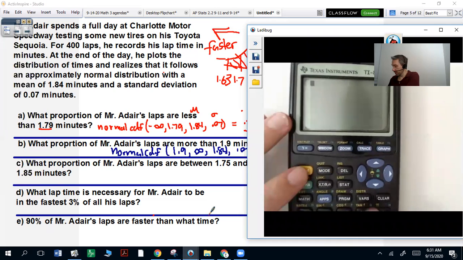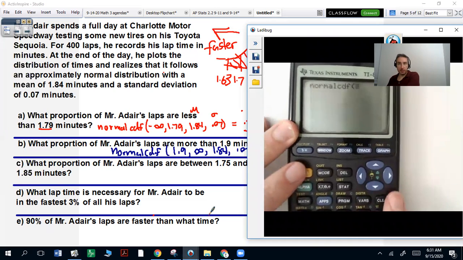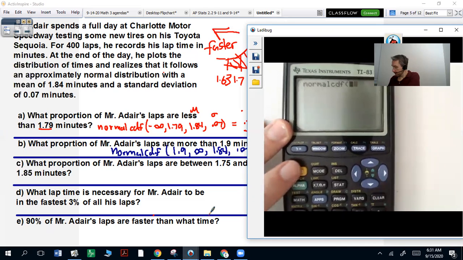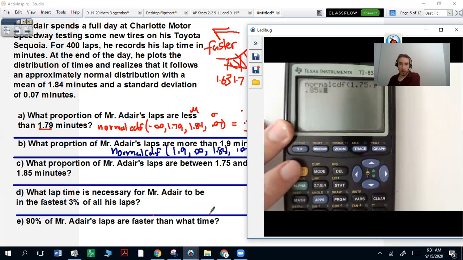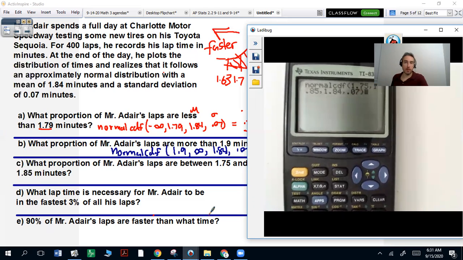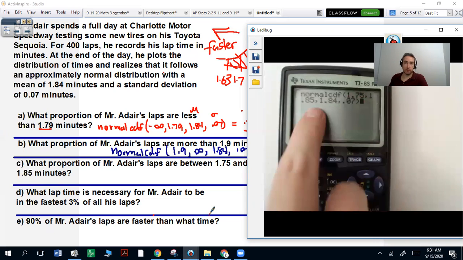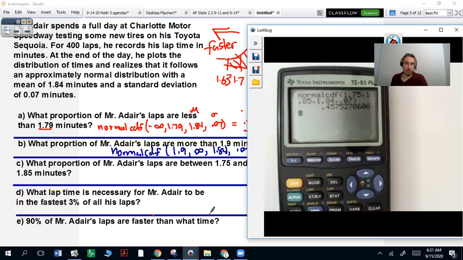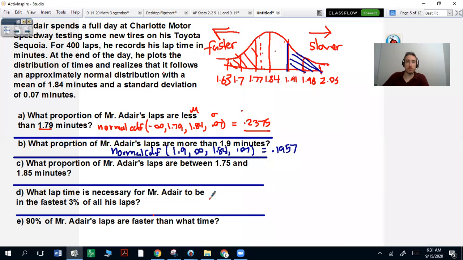You would just do, and I'll use the older calculator, you would say the lower bound first, 1.75, comma the upper bound, which is 1.85 in this problem. Same mean, 1.84, same standard deviation. So lower and upper bound, and you would find in this problem 45.75% are between those. So that's between 1.75 and 1.85. It's about 45%, which makes sense. That's a big chunk there.